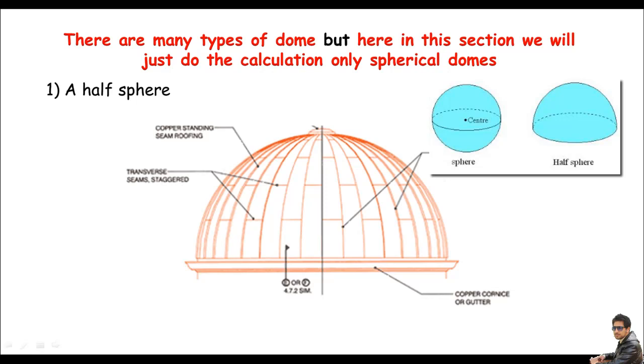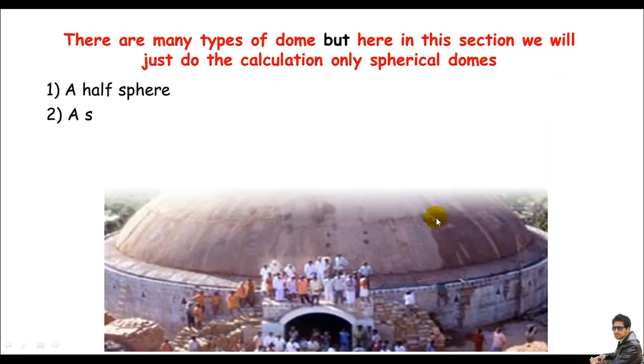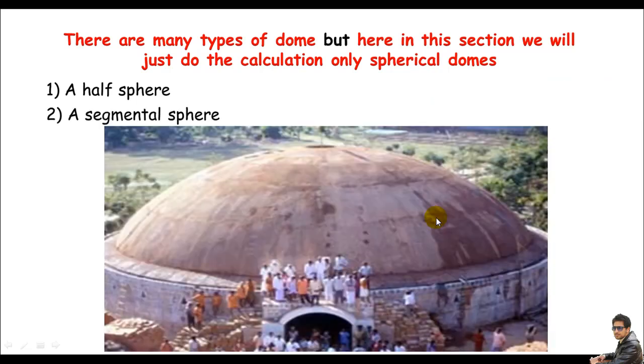Just look at the picture, right? The picture clearly shows the dome is a half sphere, right? Look at this one. Of course, this is a half sphere, right? And remember, the dome may be a segmental sphere. This is not a half sphere. Look at the picture. This is like a part of a sphere, right? To cut a little section or a little segment of a sphere, right?